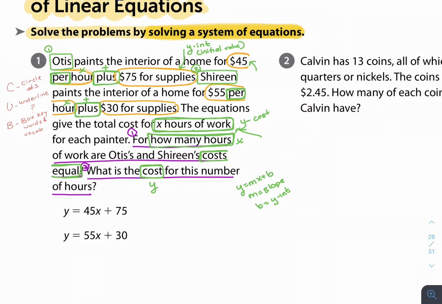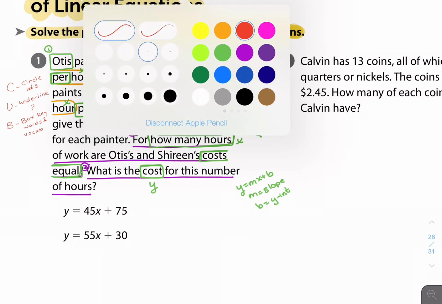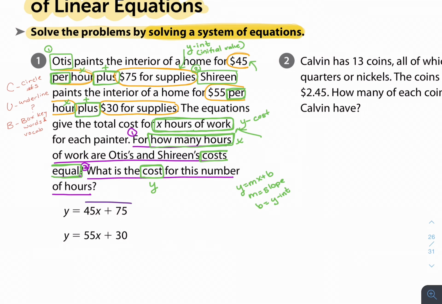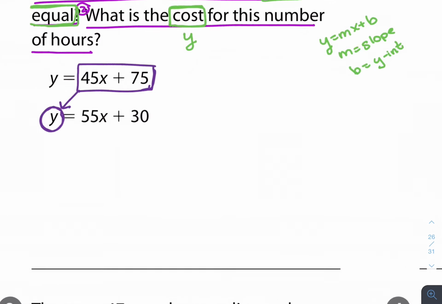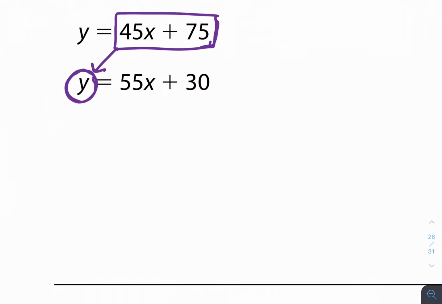So here, I know that I can use substitution easiest because I have y equals with my equations. So what I'm going to do is take what y is equal to in the top equation and substitute it in for y in the bottom equation. So what that gives me, I'm going to zoom in, is 45x plus 75 is equal to 55x plus 30.